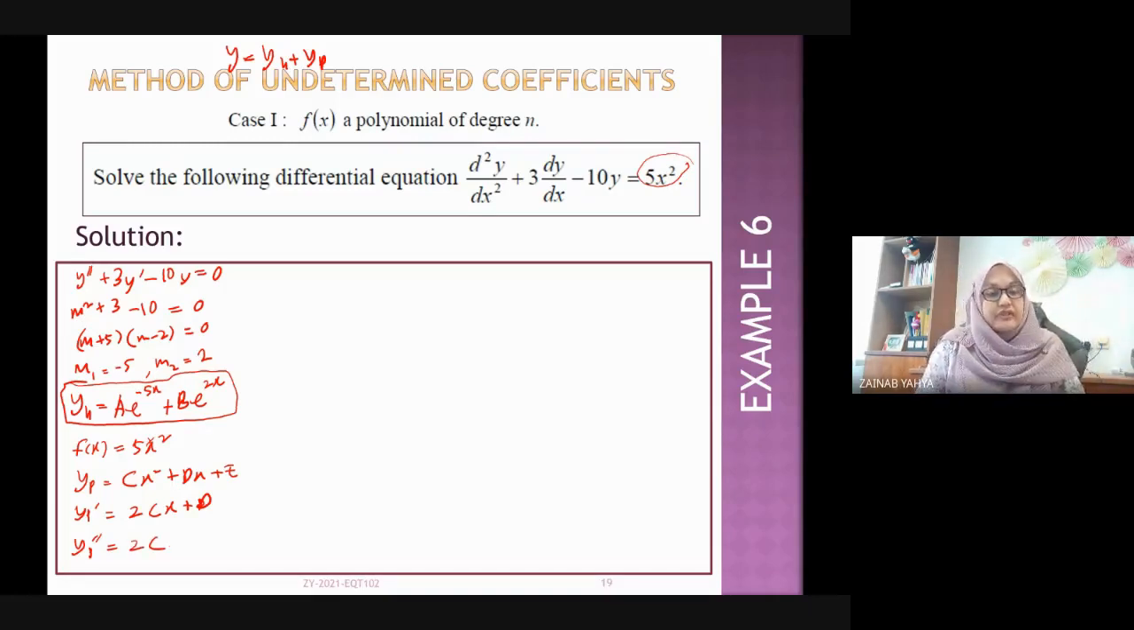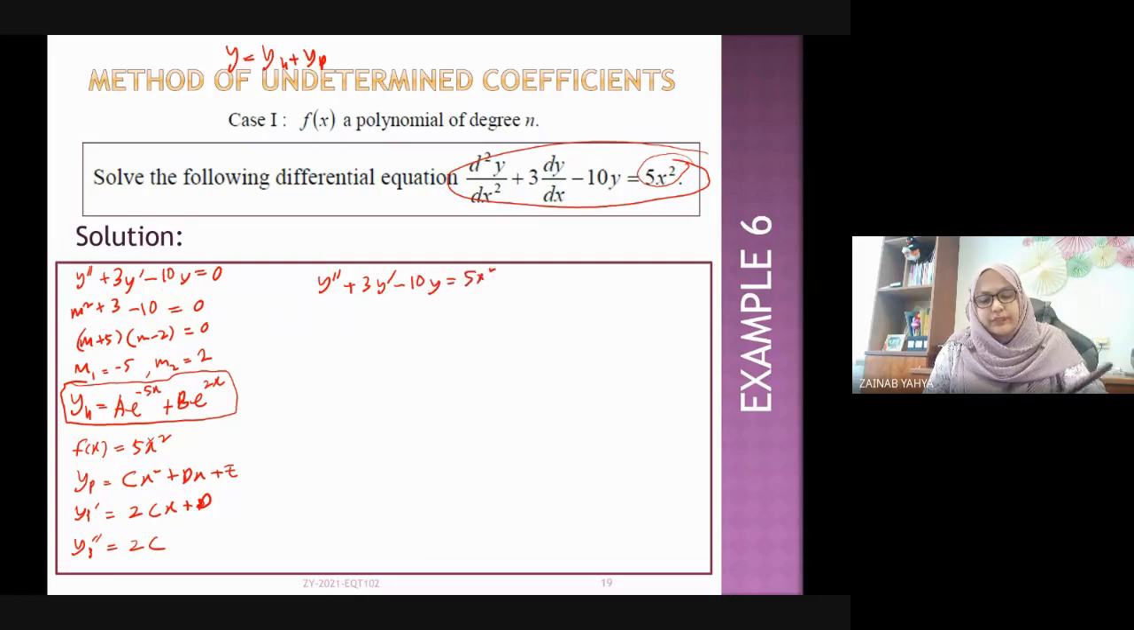After we differentiate, we substitute into the original equation. The original equation is y double prime plus 3y prime minus 10y equals 5x squared. So y double prime is 2c, plus 3 times y prime, which is 2cx plus d, minus 10 times y, which is cx squared plus dx plus e, equals 5x squared.